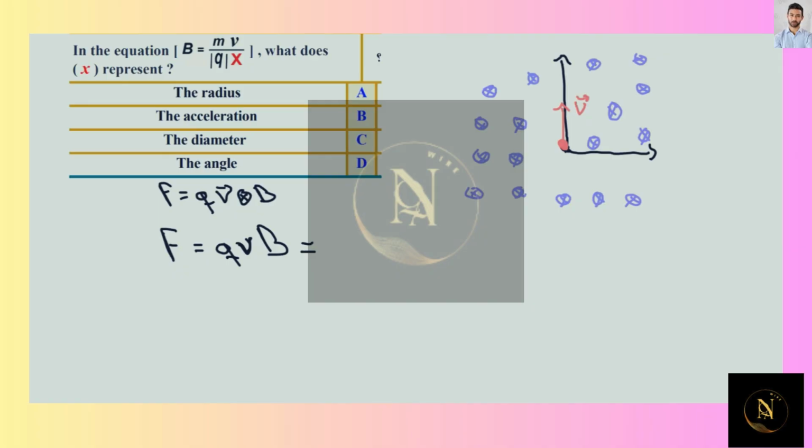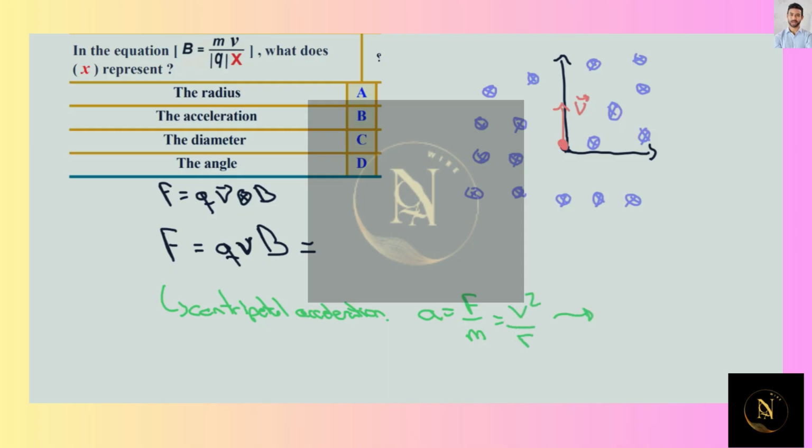And at the same time, in this scenario, the movement of this particle is going to experience a centripetal acceleration, which is going to correspond to the right-hand rule. In this case, the centripetal acceleration is going to tell us that the acceleration is equal to the force divided by m, which is equal to v squared divided by r.